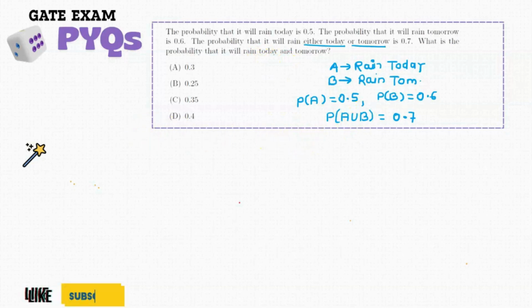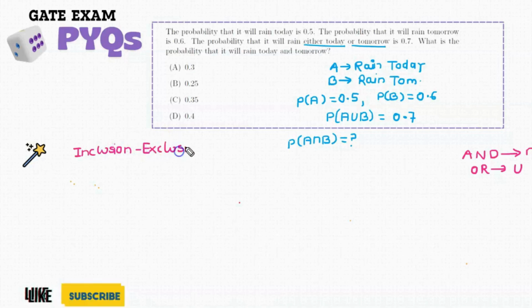So whenever we have this keyword and, it denotes intersection, or denotes union, correct? So we have been asked what is the probability of A intersection B. So which concept applies here? The concept is called the inclusion exclusion principle. And what does this principle say? The probability of A union B is nothing but probability of A plus probability of B minus probability of the intersection.